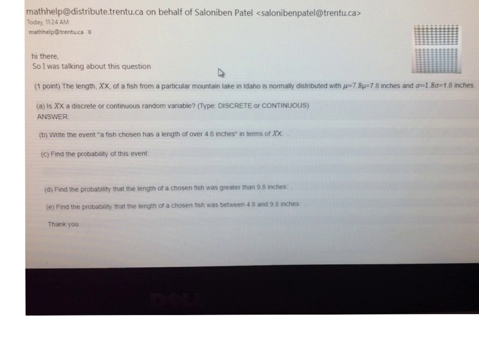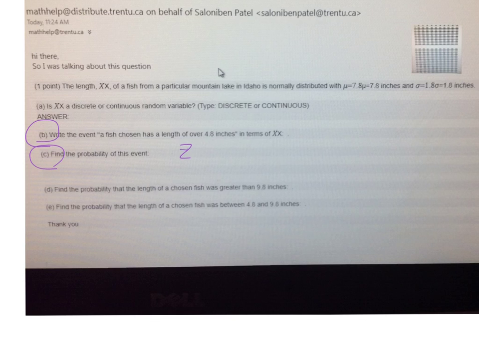You are asking about the question, which one was it? B, I think. Write the event: a fish chosen at random has a length over 4.8 inches. Okay, and then find the probability of this event. So finding the probability of this event, you're right.